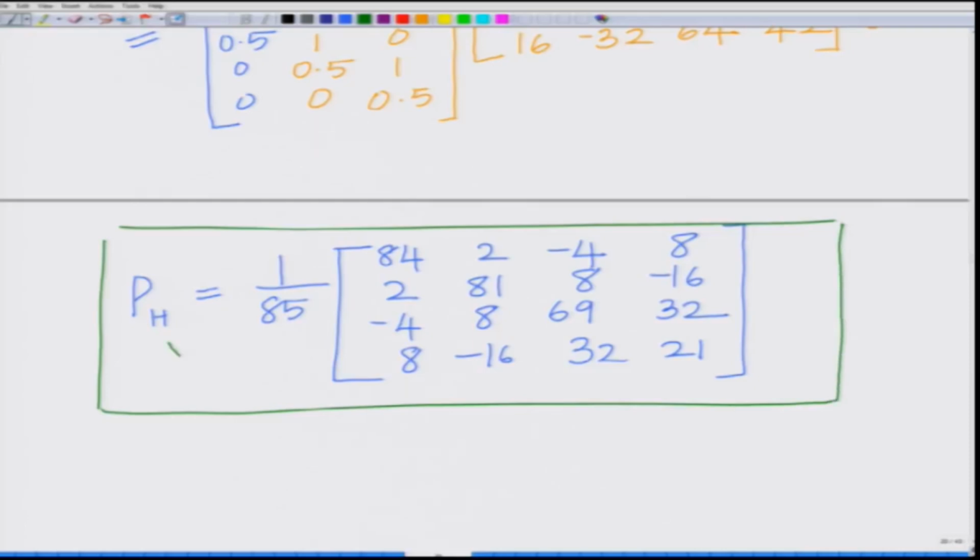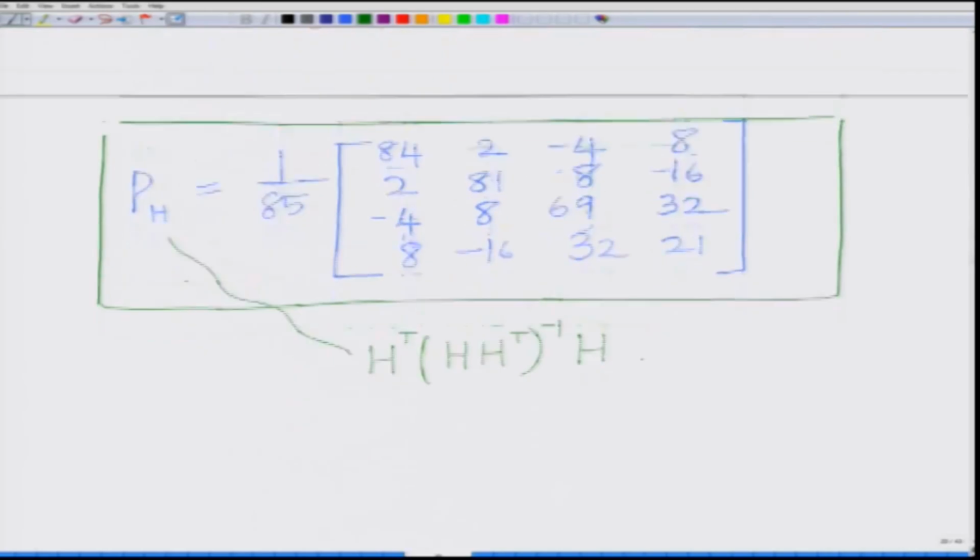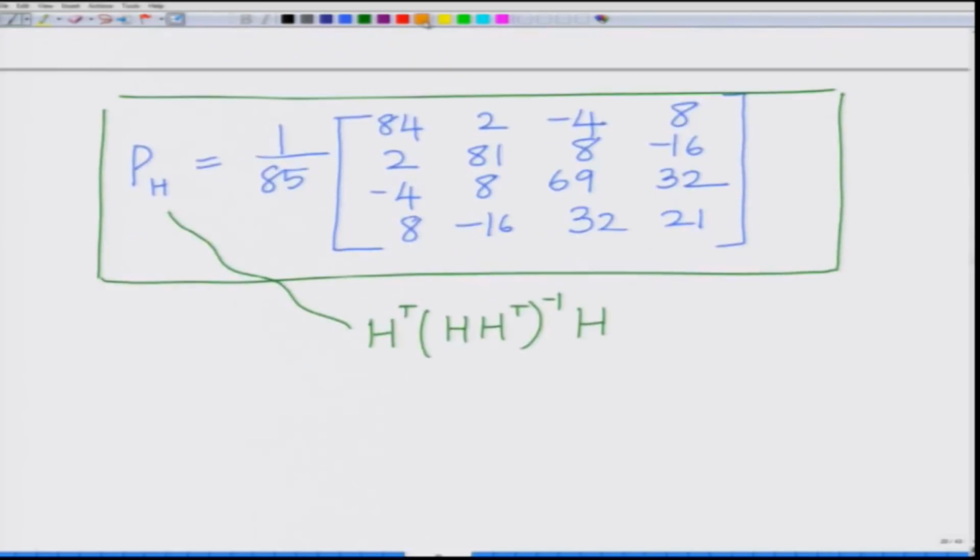PH is basically H transpose times H H transpose inverse times H, and in this we have to take the 2 cross 2 element. Starting the counting from 0, the columns are 0, 1, 2, 3 and the rows are 0, 1, 2, 3. The 2 cross 2 element corresponds to the second column and the second row, which is this element. Of course there is a factor of 1 over 85 outside, so this is your 2 cross 2 element.